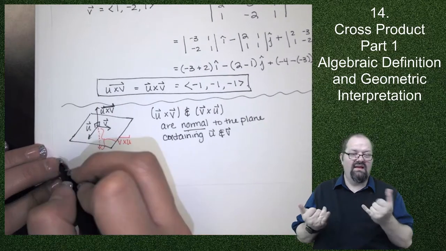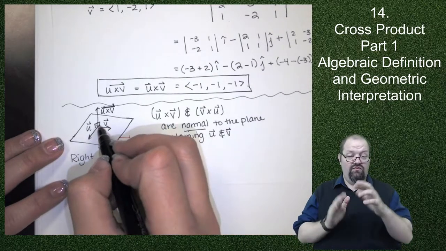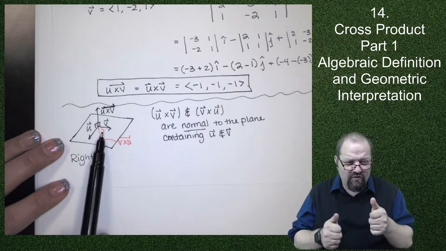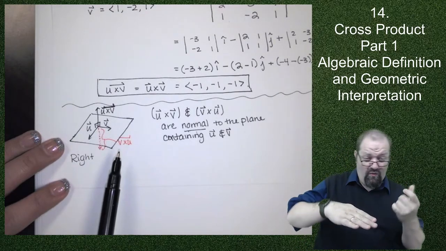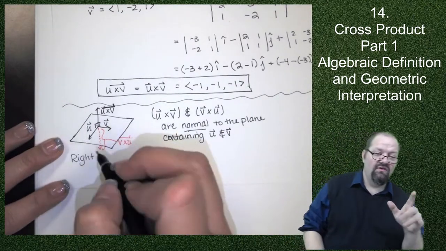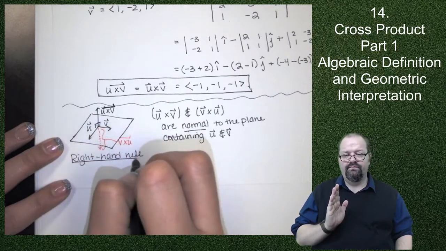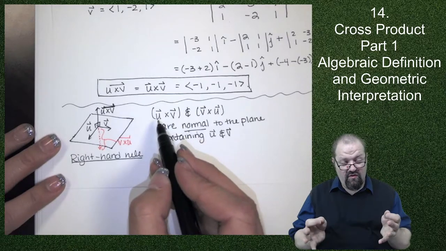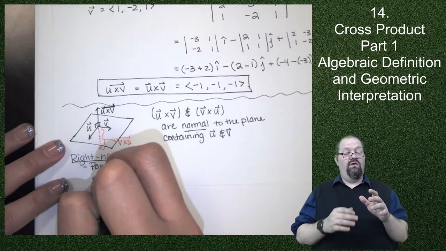So let's talk about the right-hand rule. The right-hand rule tells us which way u cross v goes. When I know that this vector u cross v is perpendicular to the plane containing u and v, I know it's either the one that points up from that plane or points down from that plane, given this picture. It's going to be on one side of the plane pointing one way, or it's going to be on the other side of the plane. To figure out which way it points, we're going to use the right-hand rule. It's actually very easy. So if you're trying to determine the direction of u cross v, point your fingers in the direction of the first vector. So point your fingers.